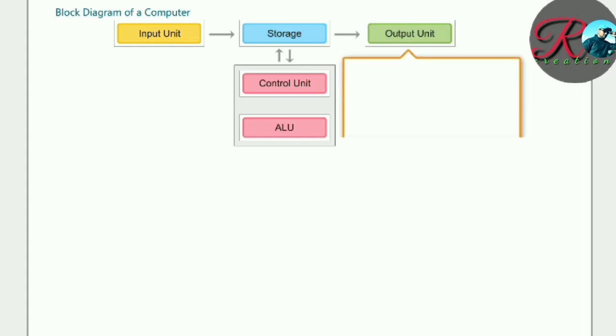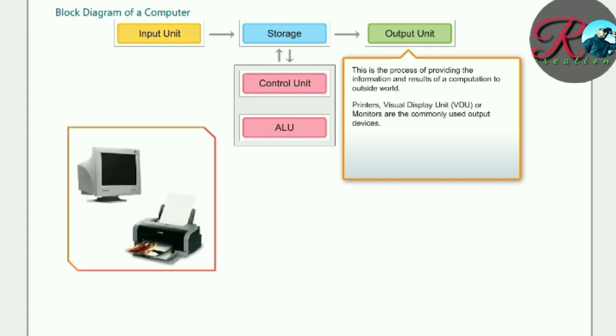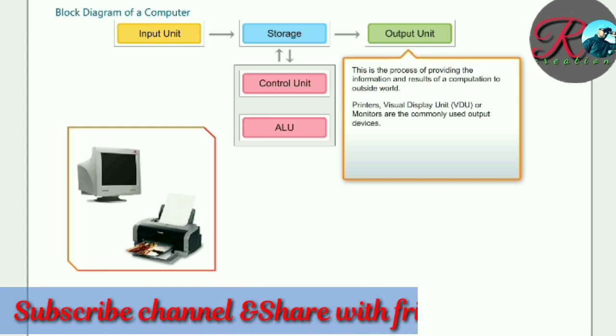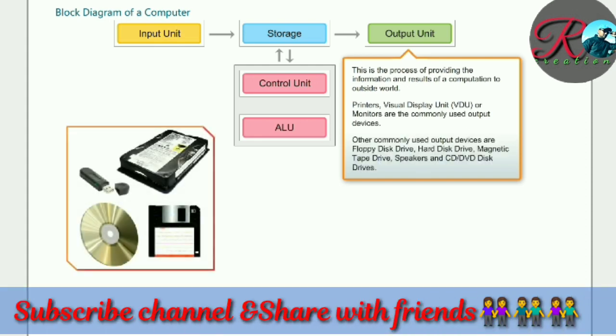Output. This is the process of providing the information and results of a computation to the outside world. Printers, visual display unit or monitors are the commonly used output devices. Other commonly used output devices are floppy disk drive, hard disk drive, magnetic tape drive, speakers, and CD or DVD disk drives.